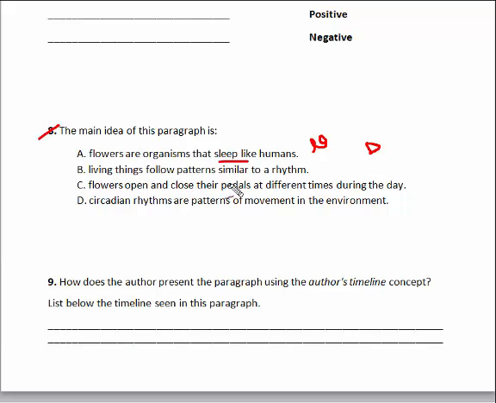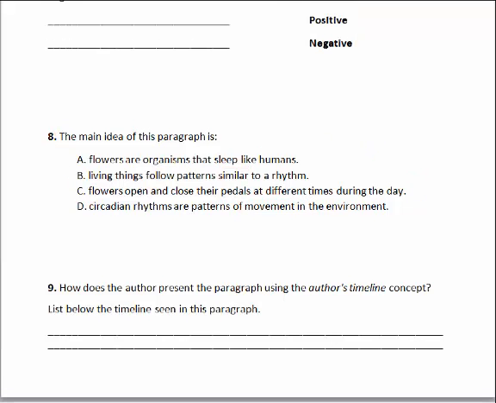B, living things follow a pattern similar to a rhythm. That's completely on target. That's exactly what their topic sentence says. Put a dot by it. C, flowers open and close their petals at different times during the day. It's true, but that's not from the topic sentence. That's from the details. So that can't be the big picture. And D, circadian rhythms are patterns of movement in the environment. Well, it's not necessarily a pattern of movement. So that is going to be a distortion as well. The better answer choice here is going to be letter B for problem number 8. Let's go ahead, clear the screen, and take a look at problem number 9.